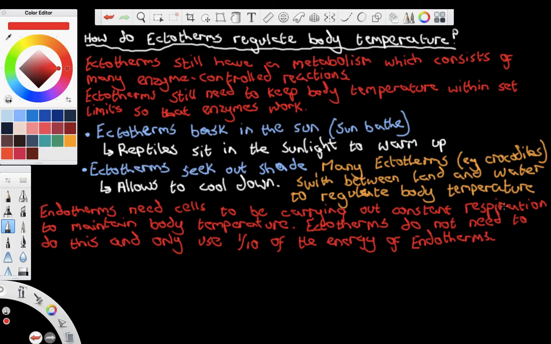Now this is really useful. If you're an endotherm, if you're anything like me, you're constantly eating. Okay, I like to graze. I like to eat all of the time. And that is so I can provide my cells with lots of glucose so that they can carry out respiration, so that they can keep my body temperature at 37 degrees Celsius. Crocodiles are an ectotherm, and they don't need to eat as much. They only require 1/10 of the energy that we do, because they don't need to maintain this body temperature. So this means that they can eat less. Okay, they don't need to eat as much as we do.